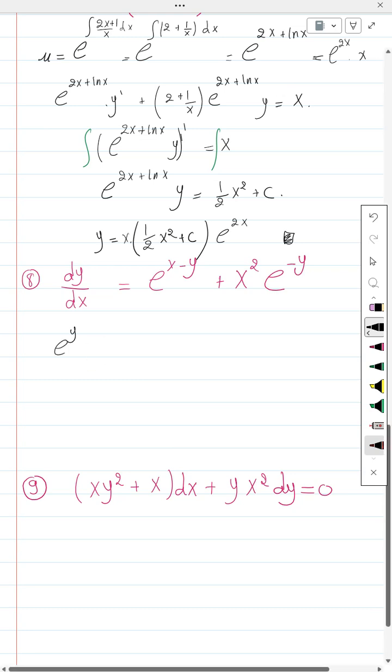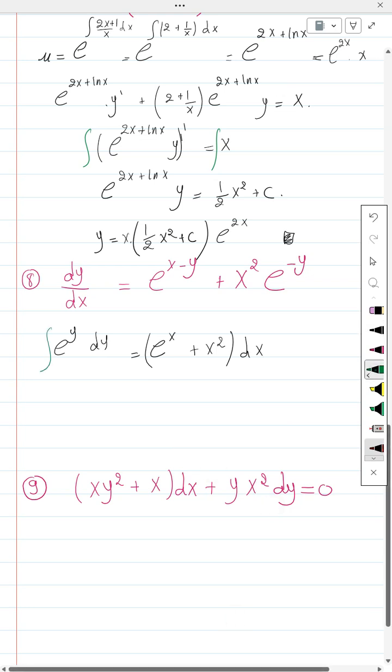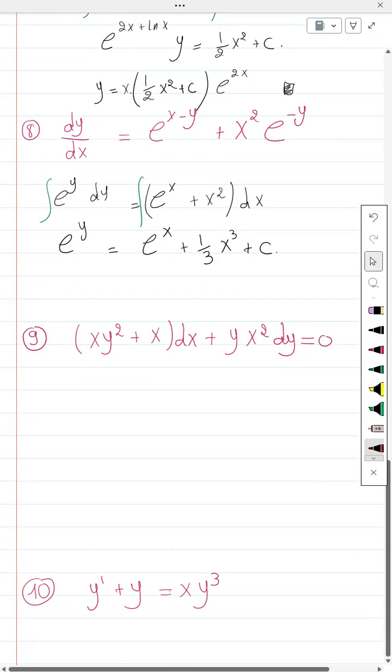So we're going to obtain exponential y times dy over dx equal to exponential x plus x squared. By multiplying by dx, we're going to obtain the following. As you can see here, it is separable, so by integrating both sides, we are going to get exponential y equal to exponential x plus 1 over 3 x to the power of 3 plus c. And this is an easy one. Let's see one more or two.